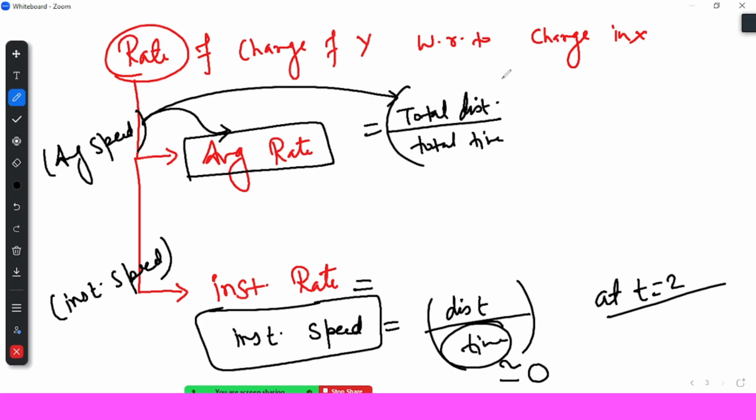Average speed you can find very easily: total distance upon total time. But the question still exists: how can we define instantaneous speed, how can I make time 0? You are driving a car and I'm interested in finding your instantaneous speed. If you divide anything by 0 or near to 0, your resultant quantity will be infinity. So that's the problem. What is the solution? Can you tell me?